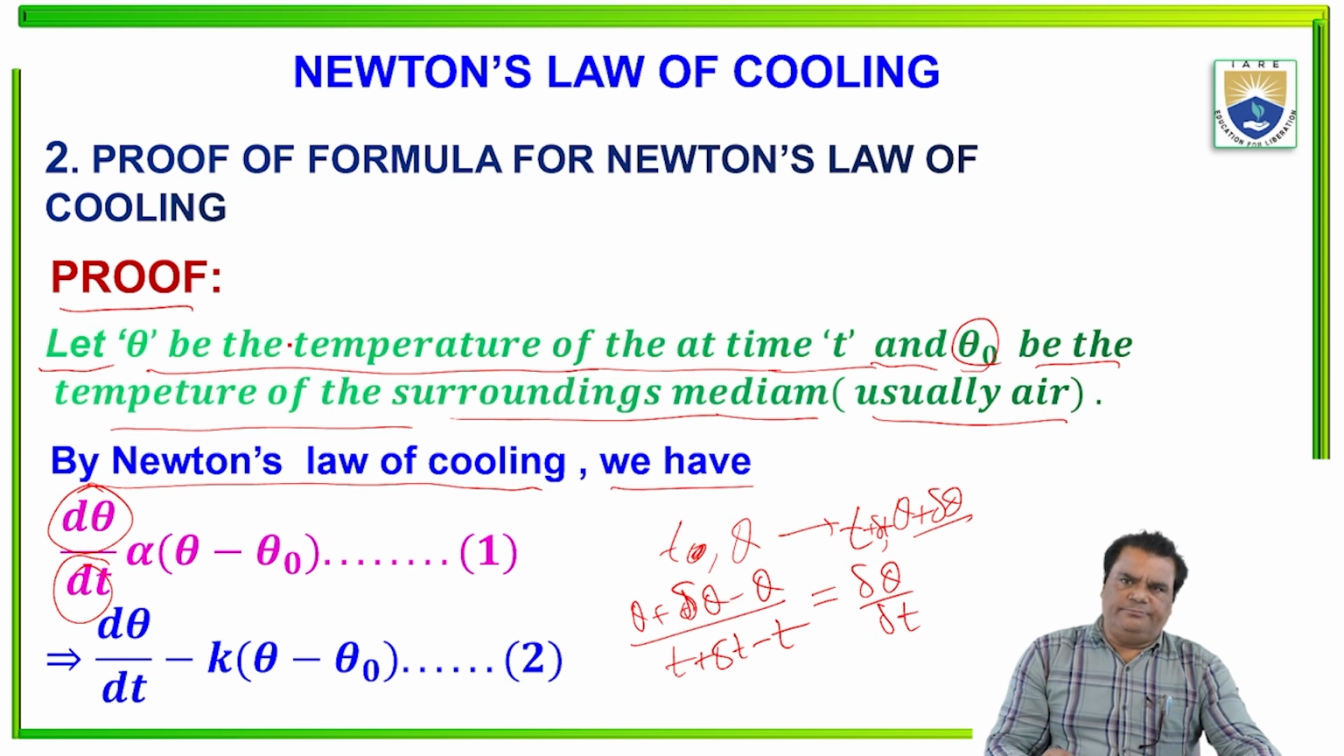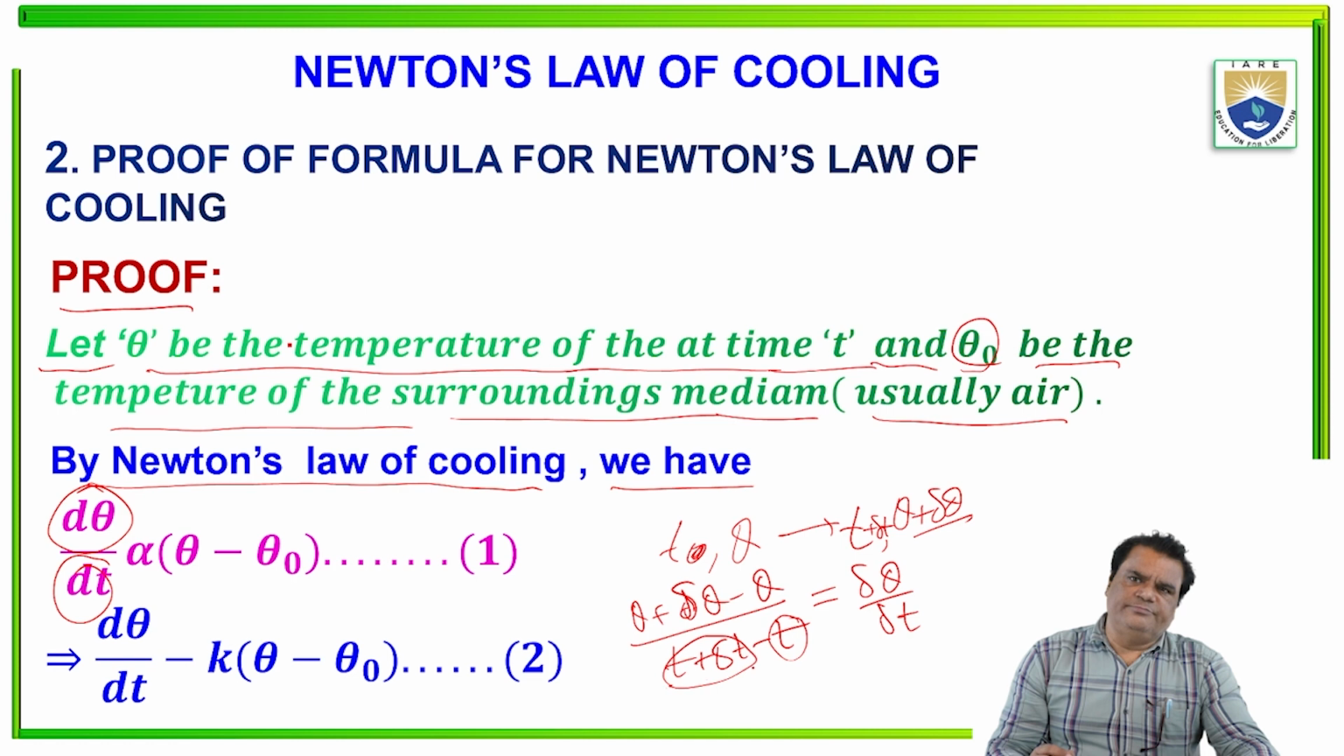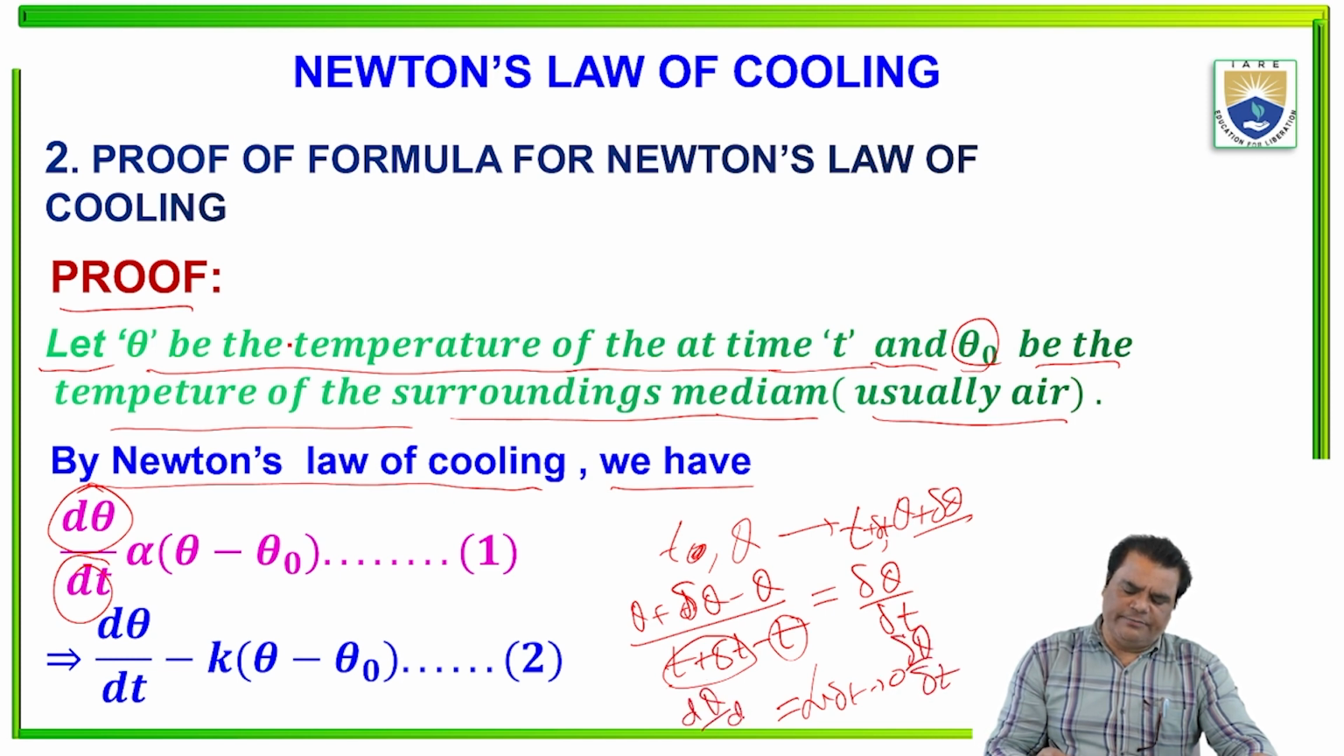This is the last time, this is the first time: last time minus first time. Rate of change in temperature with respect to time is delta theta over delta t. Basically, this is a very small time, so delta t tends to 0. Then delta theta over delta t is known as d theta over dt.